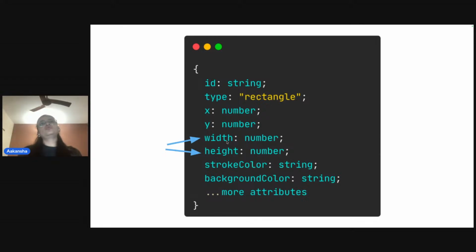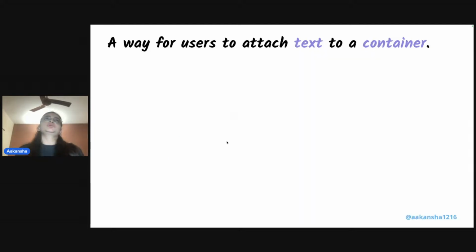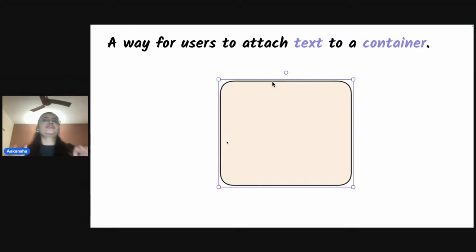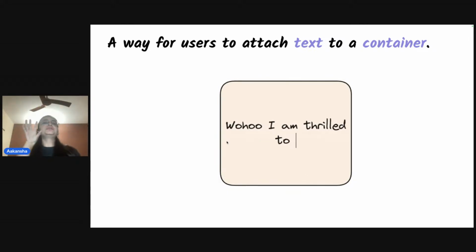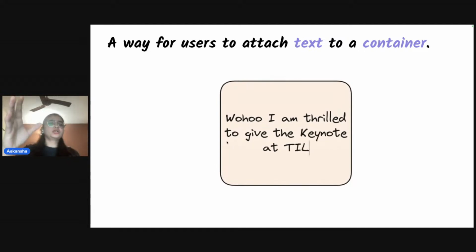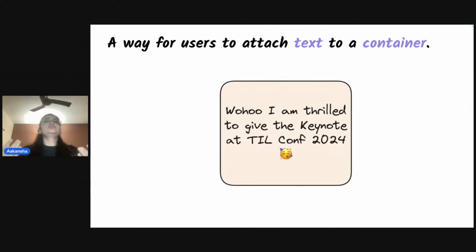Now let's move ahead with the basic set of requirements, and let's go to the first requirement. The first requirement says that we need a way for the users to attach some text to the container. If you have used this feature in any whiteboard, one of the most intuitive ways is you click on the container, press enter, and you start typing. Whatever you type, that text gets attached to the container. And that's one of the most intuitive ways across all the whiteboards.